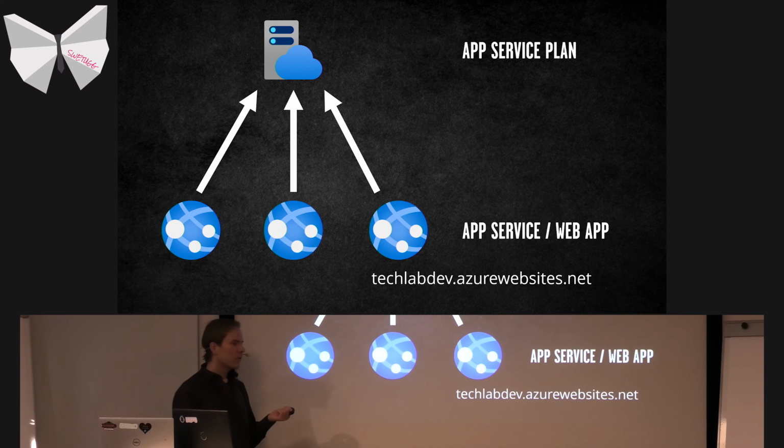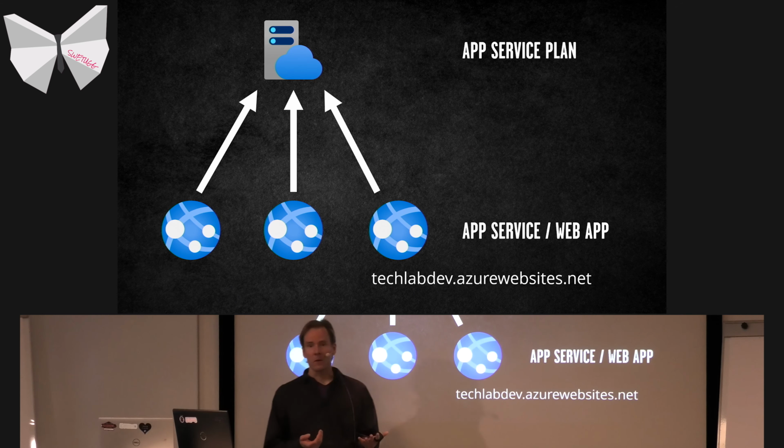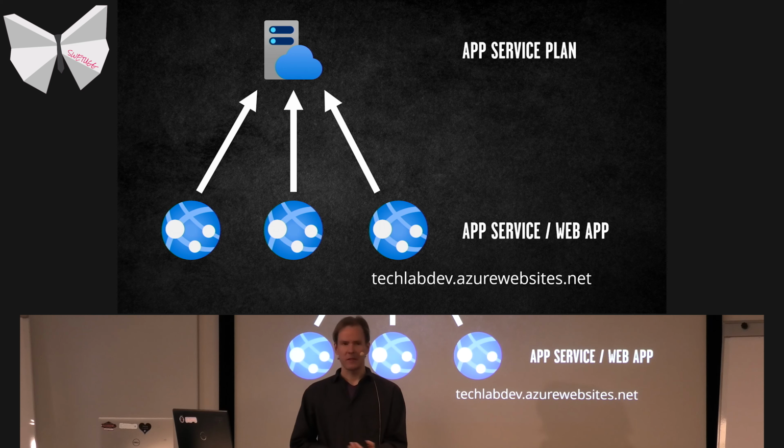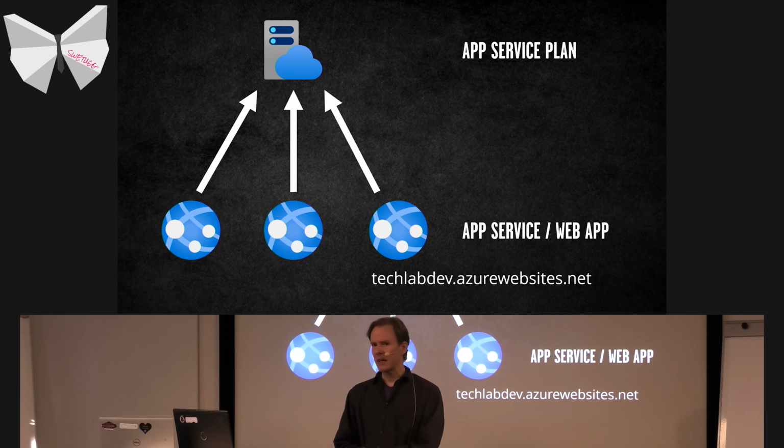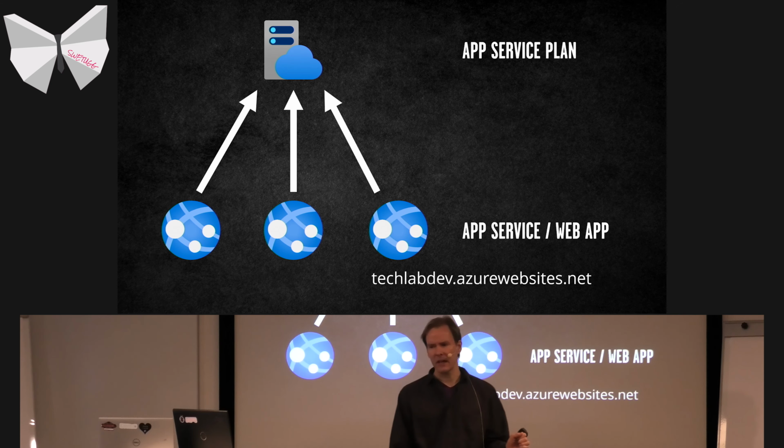So after a while, we realized that we wanted to have a website or an app service for this. So we created an app service, but before we can do that, we needed to have an app service plan. You can think of an app service plan as a server where you can host many app services or websites.